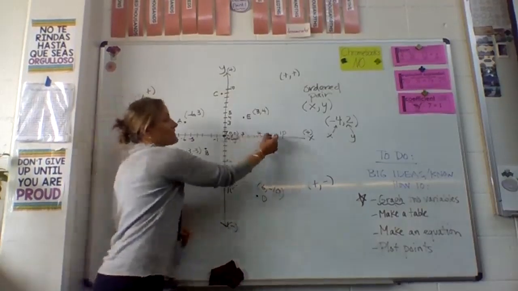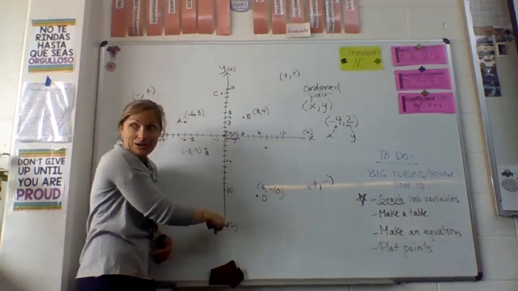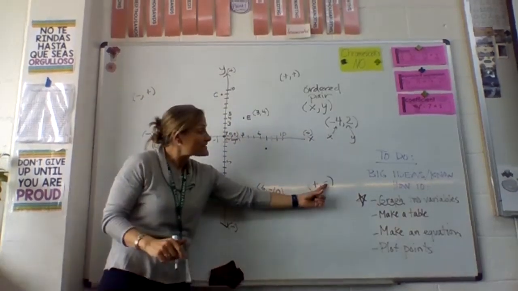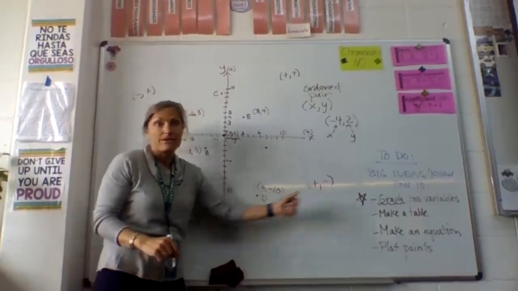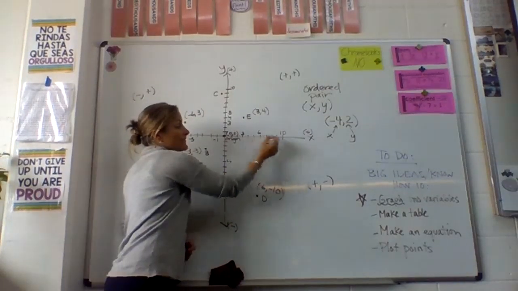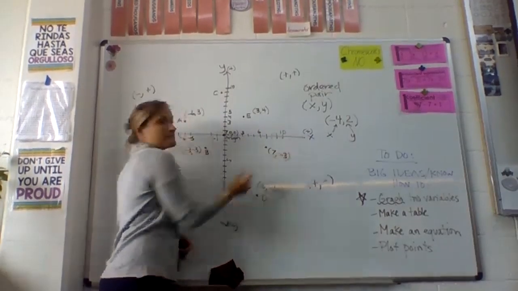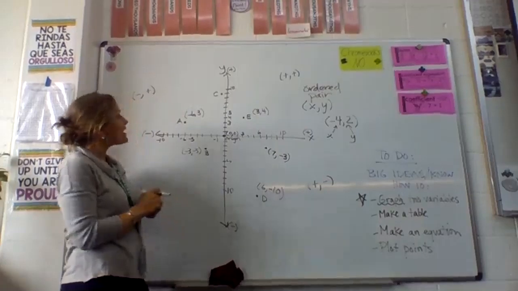So you got to 7 in the positive x direction, and then you went down. So you have to remember that your next number is going to be negative. Can people see the board? So 7, and then it's going to be negative 3. All right, let's try.